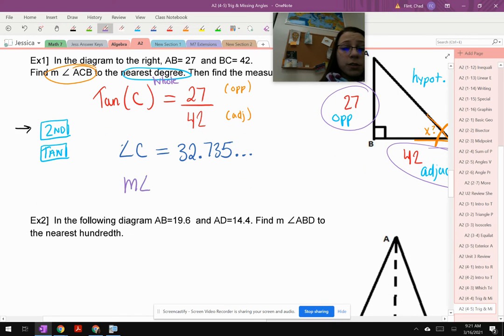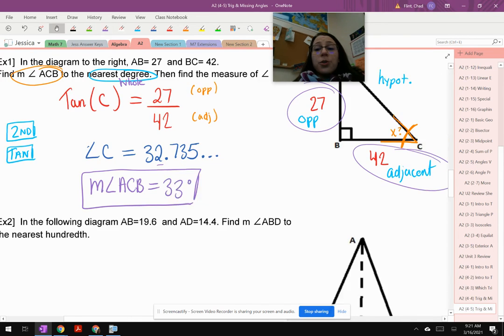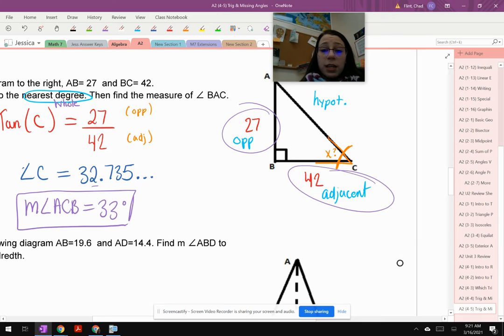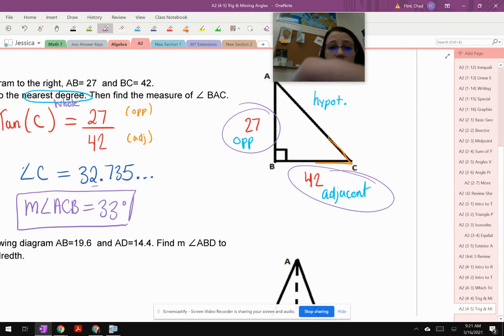So the measure of angle ACB, just going back to that original lettering they used, is 30 nearest whole. The 7 tells me to go up, 33 degrees. So now I know that this angle over here is 33 degrees. So I can actually get rid of that orange X. So 33 degrees. I know that my right angle here is 90 degrees.